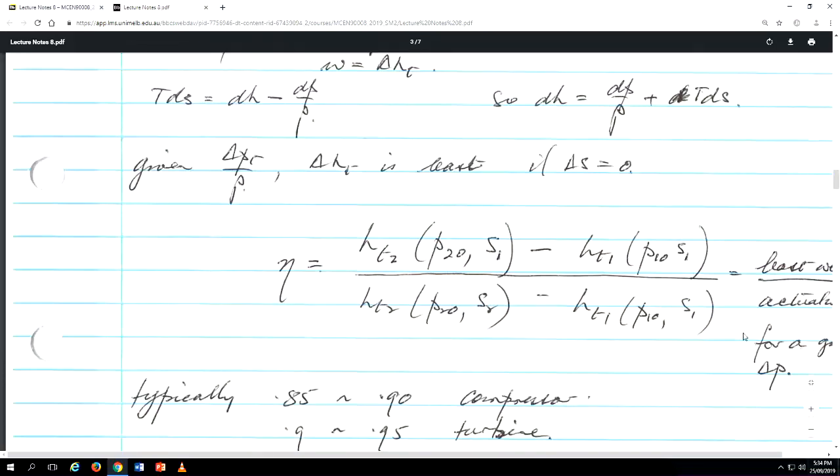For some reason this is not quite in the center here. How can I just move this screen over? Oh. Yeah.